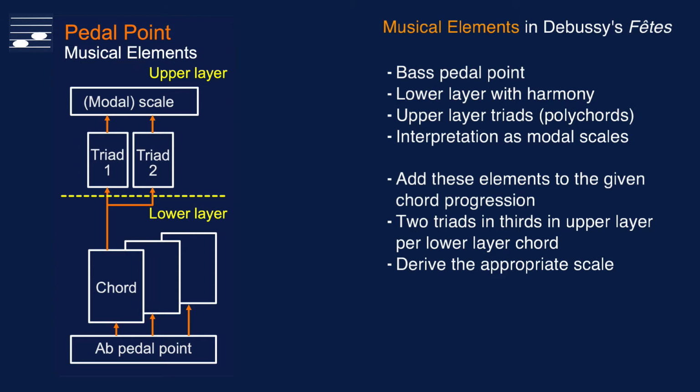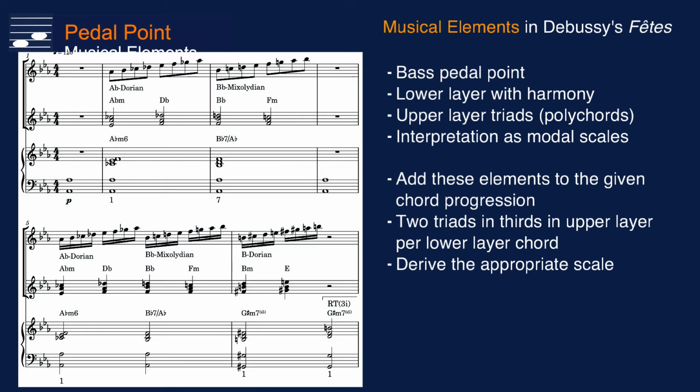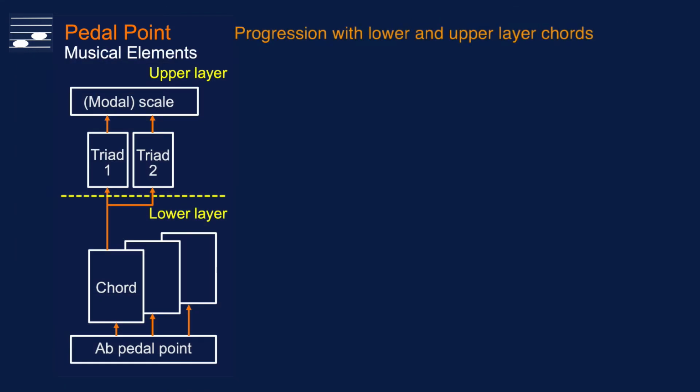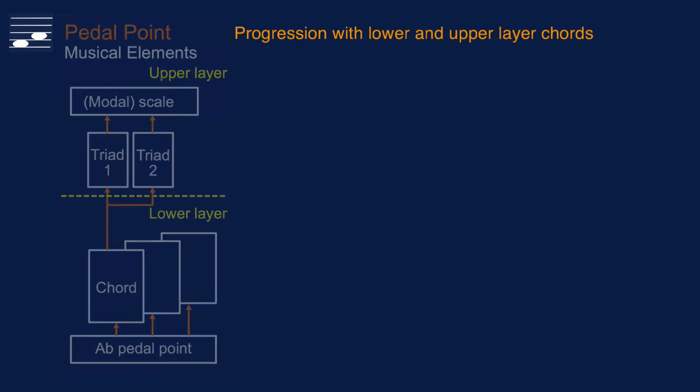These upper layer elements are added to the given chord progression and are written in additional staves as shown here. The grand staff is the lower layer with bass part pedal point and basic chord in treble clef. The next higher staff shows the two triads in the upper layer, with the derived modal scale at the top. After applying this technique to the basic chord progression, the result is the following two-layer harmony setting.